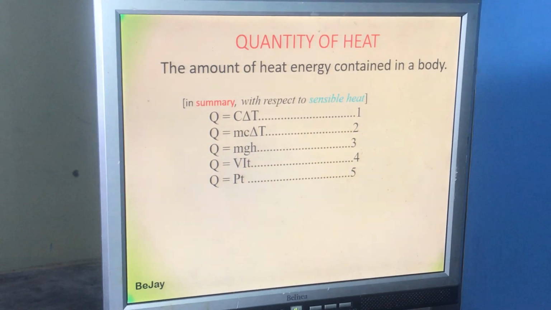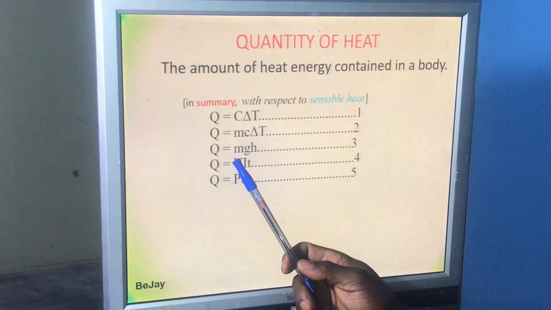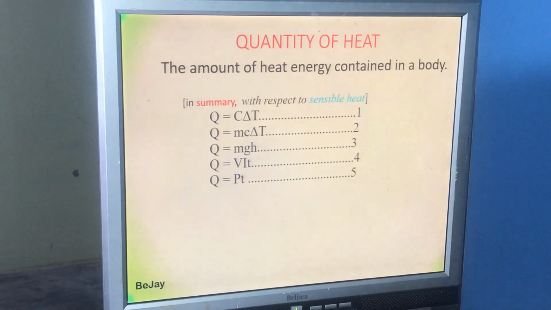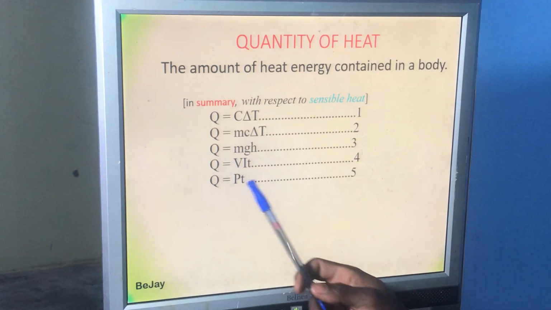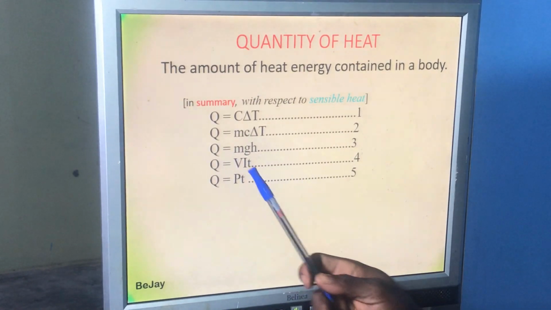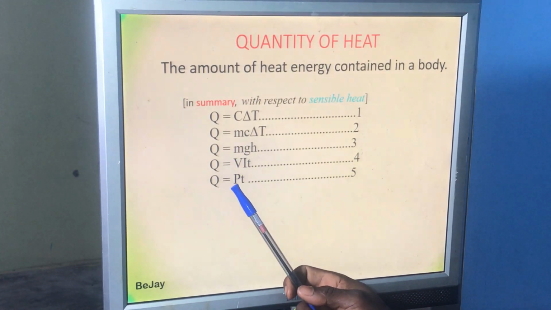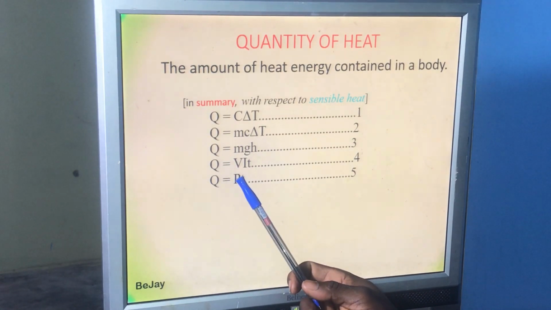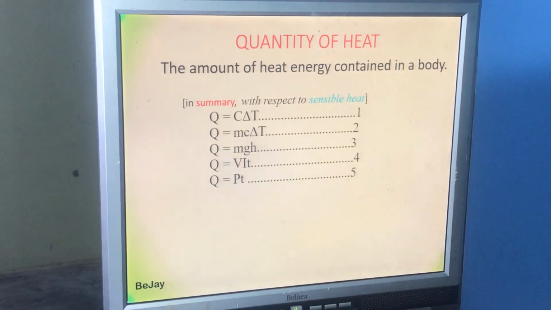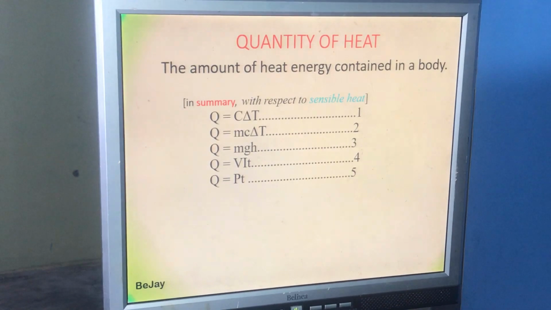Then when we use electrical energy to produce heat, we get Q equals VIT, where V is voltage, I is current, and T is time. And then we also have Q equals PT, where P is electrical power. You know, voltage times current is electrical power. So Q equals PT is also another formula for finding the quantity of heat so far as sensible heat is concerned.